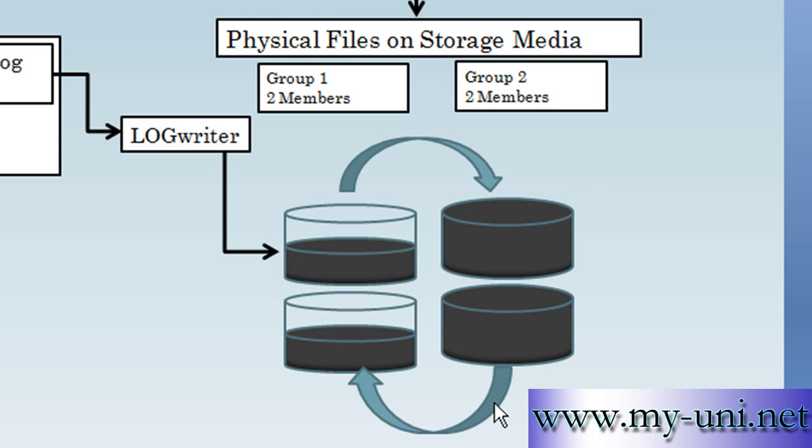So in this situation, the database still has 2 groups, but each group has 2 members. So in this situation, the log writer would write to both members simultaneously, and when this group is full, a log switch will occur and the log writer would start writing to the other group, to both members simultaneously. So you have a sort of duplication of data for safety.